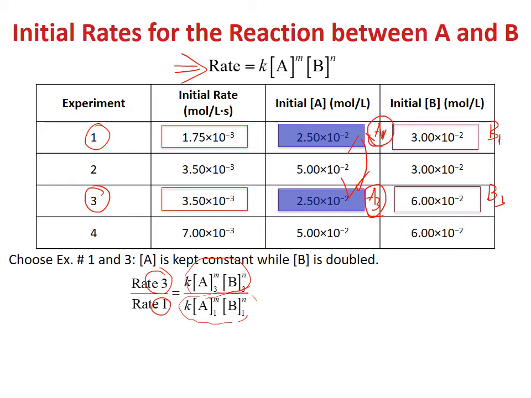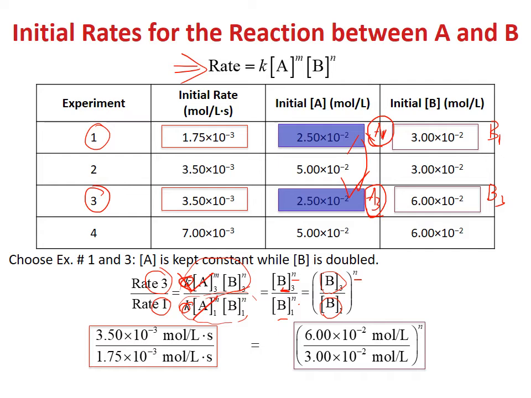And this time, A3 equals A1, and so the A terms cancel each other, and k is also the same. The reaction rate constant doesn't change. So what we have now is B3 to the nth power divided by B1 to the nth power. And again, we can write this as B3 divided by B1 to the nth power. This is by theory. By theory, the reaction rate ratio is the concentration of B3 divided by B1. That's the theory prediction.